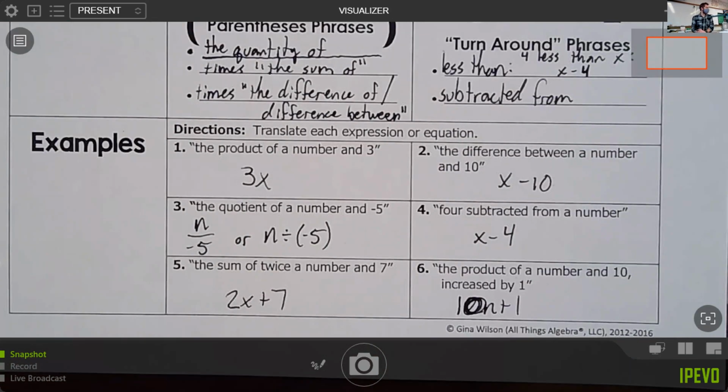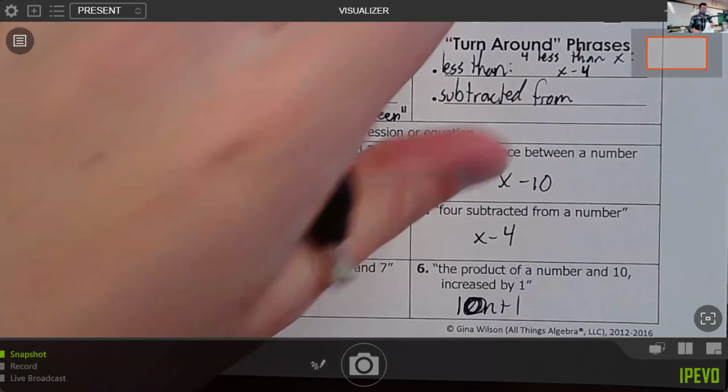Any questions on those first 6 before we move on to the second page? So product of a number and 10, 10 times your variable, increased by 1, plus 1. Okay, let's move on. Number 7.